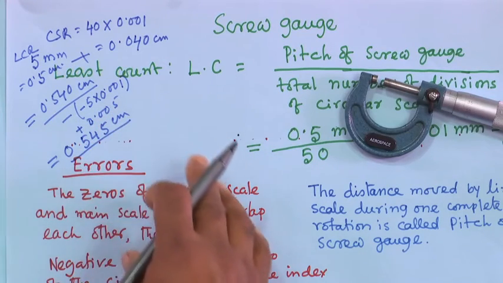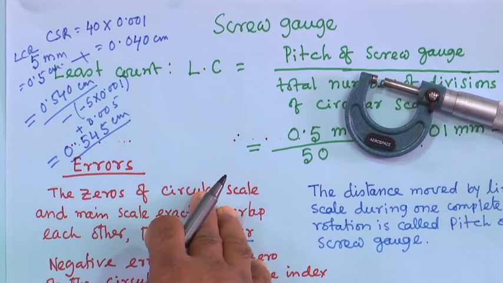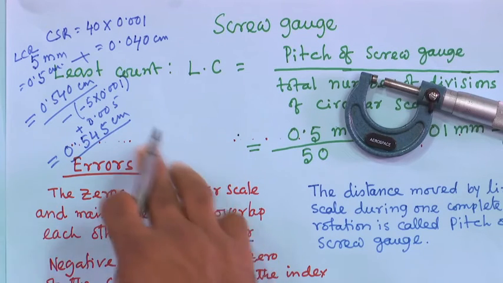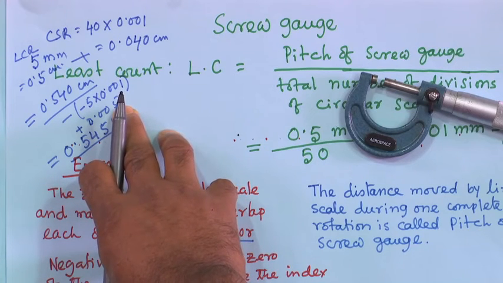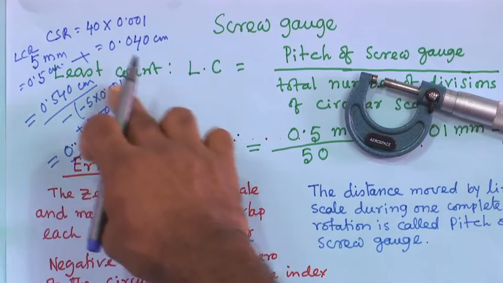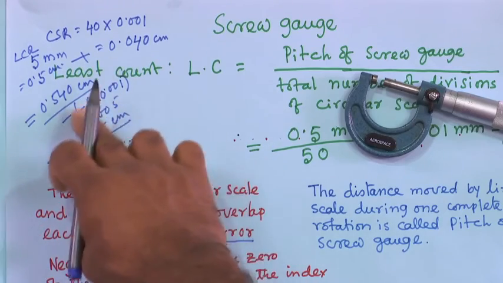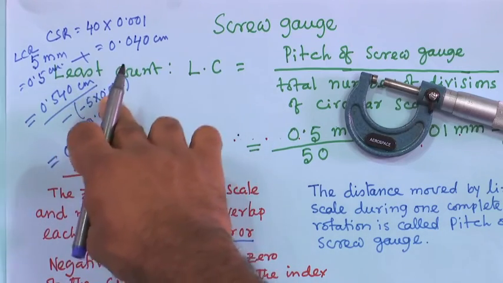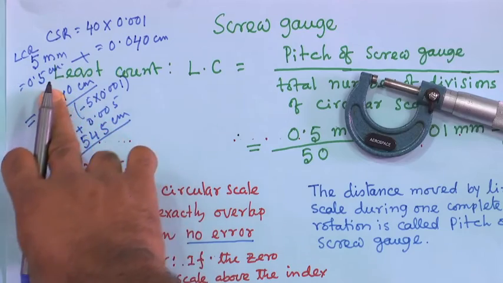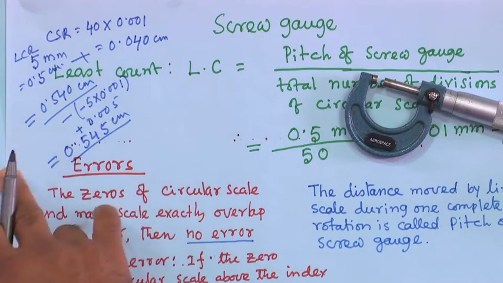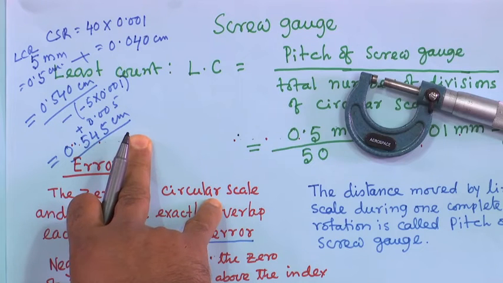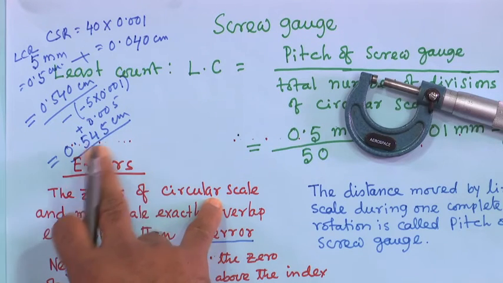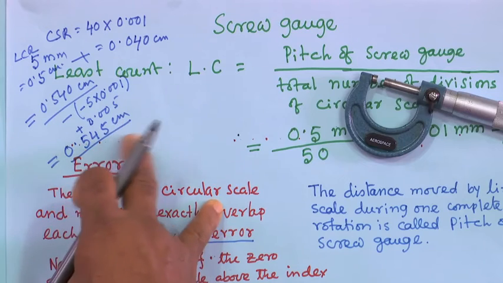If the zero error is negative, and it is 0.005, it means the fifth circular scale division line coincides with the linear mark on the linear scale. Okay. So, this is the initial reading that is coming from zero, and that is the final reading. So, final minus initial will give you the total reading. In this case, that total reading is 0.545 centimeter.